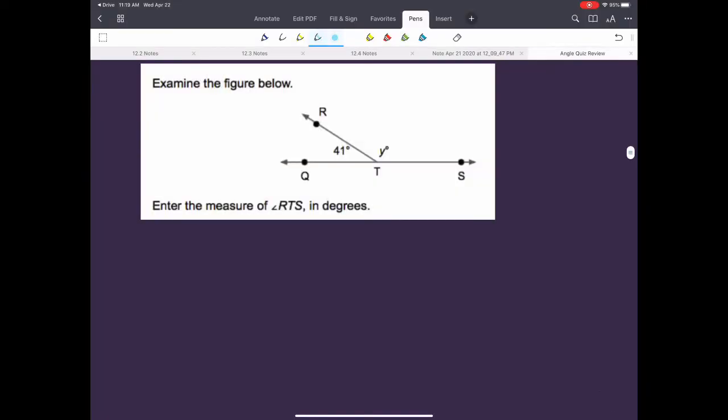Now looking at the next one, we have an example of angles that are supplementary. That means these angles together make a linear pair. A linear pair, I mean, that's a line right there, or that's a straight angle, meaning that's 180 degrees. It's 180 degrees in a straight angle.